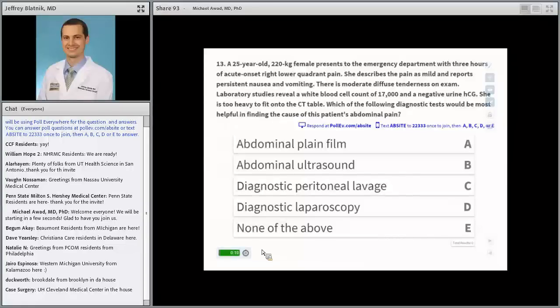Number 13, a 25-year-old, 220-kilogram female presents to the emergency department with 3 hours of acute onset of right lower quadrant pain. She describes the pain as mild and reports persistent nausea and vomiting. There's moderate diffuse tenderness on exam, and laboratory studies reveal a white blood cell count of 17,000 and a negative HCG. She is too heavy to fit onto the CT table. Which of the following diagnostic tests would be most helpful in finding the cause of this patient's abdominal pain?